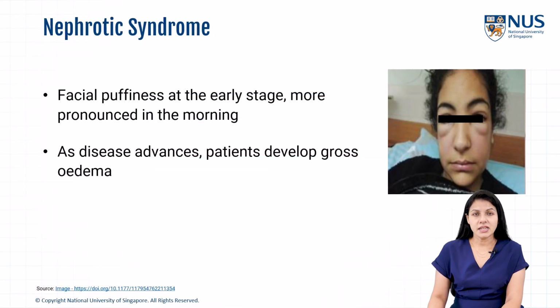So this is an image of a patient with nephrotic syndrome, and he has puffy eyelids. The periorbital puffiness in these patients is often more prominent in the morning. This happens because of the nocturnal fluid redistribution. So in the mornings, there's more fluid accumulating around the eyelids, which is manifested as facial puffiness. In the initial stages, it might be just mild facial puffiness, but as the disease advances, the patients may develop significant and gross edema.